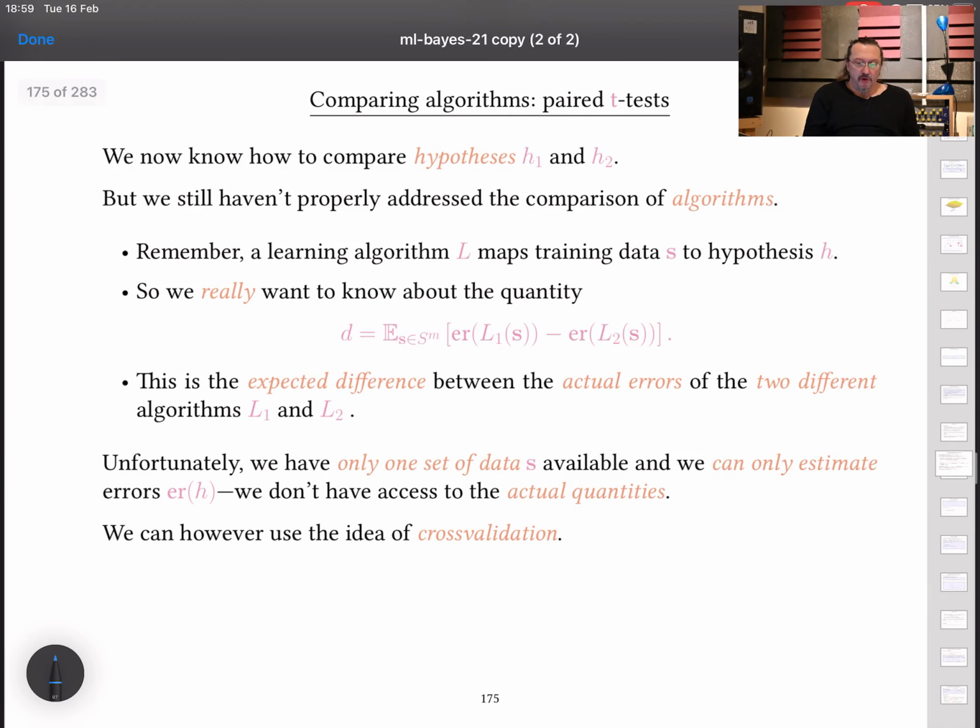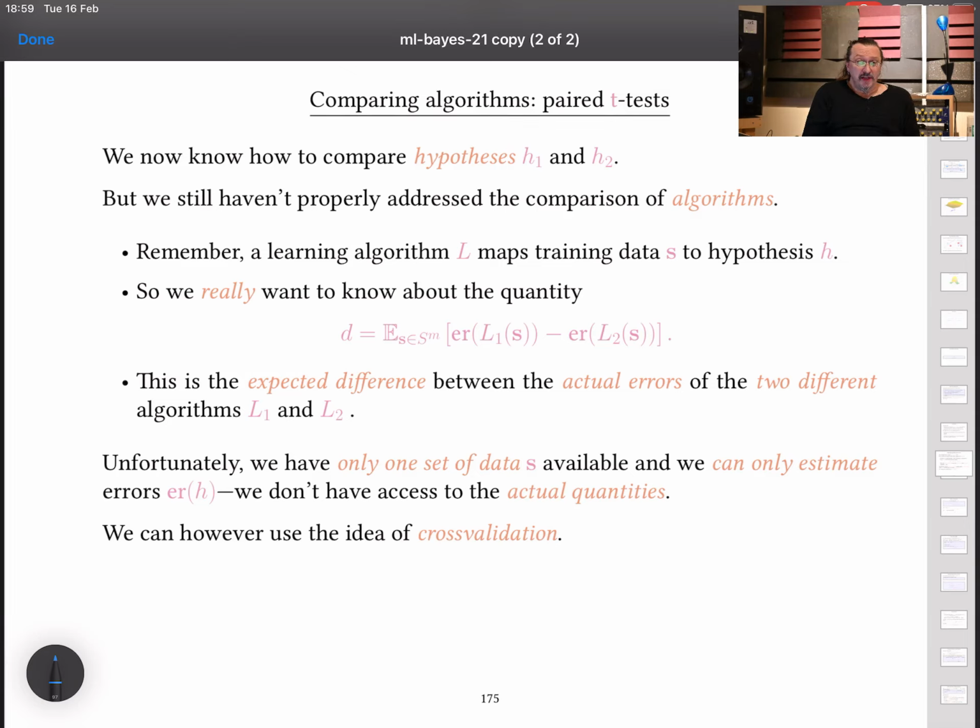But we're still not quite where we want to be. What we now have is a way of talking about the difference in generalization performance between two classifiers H1 and H2 that we already have.